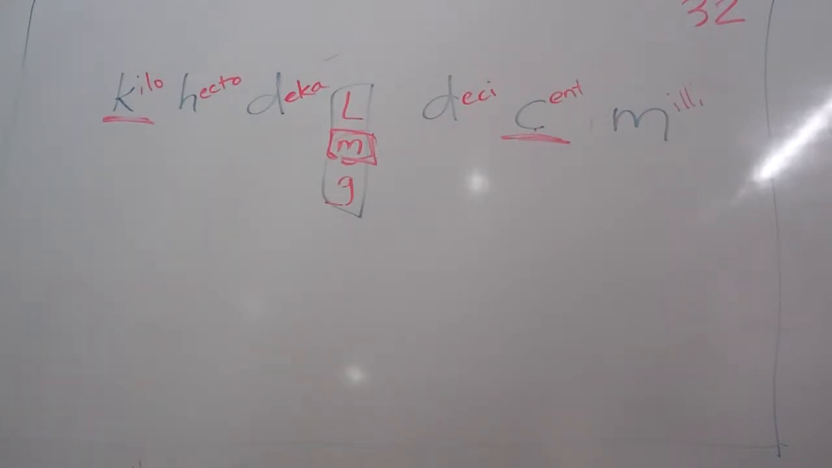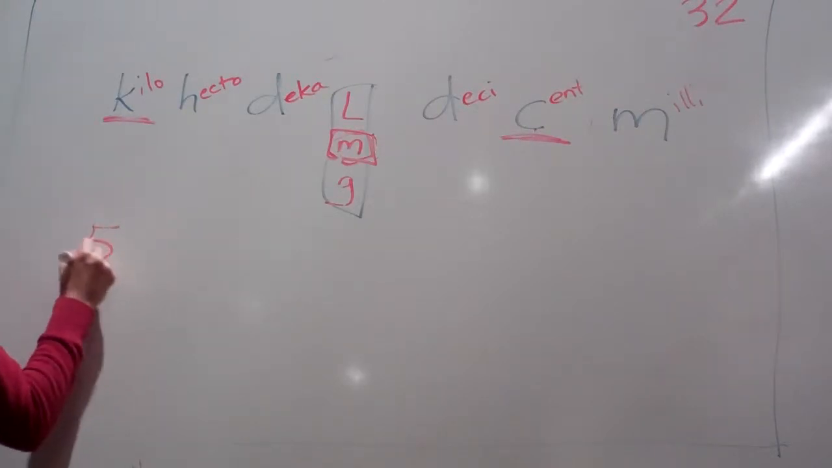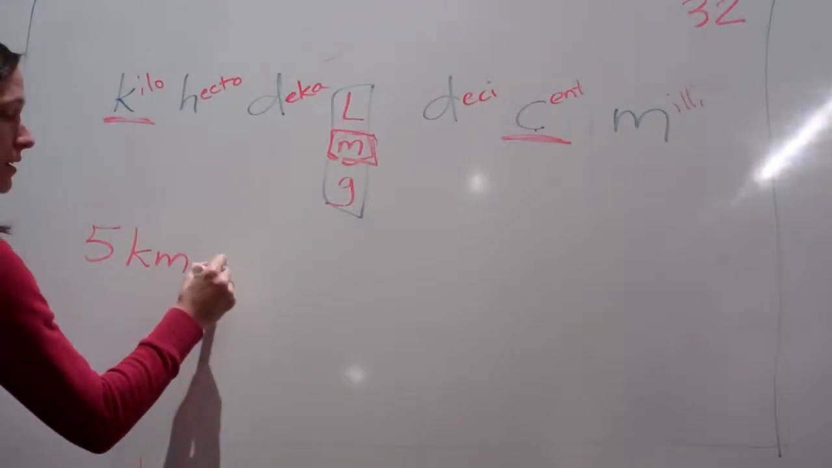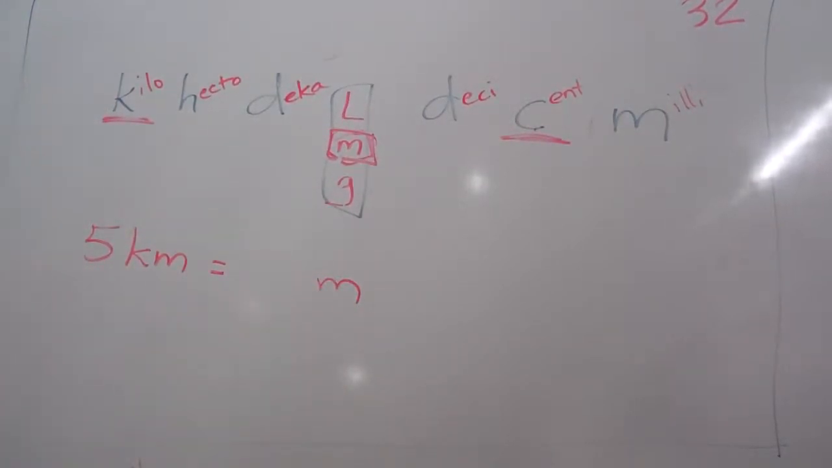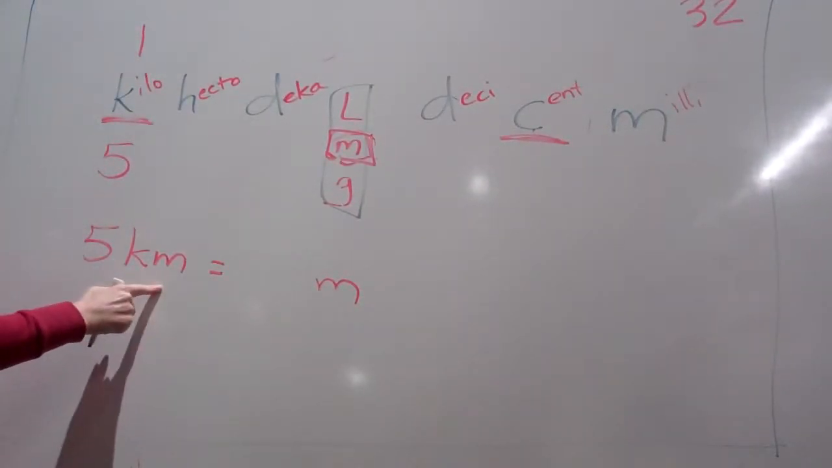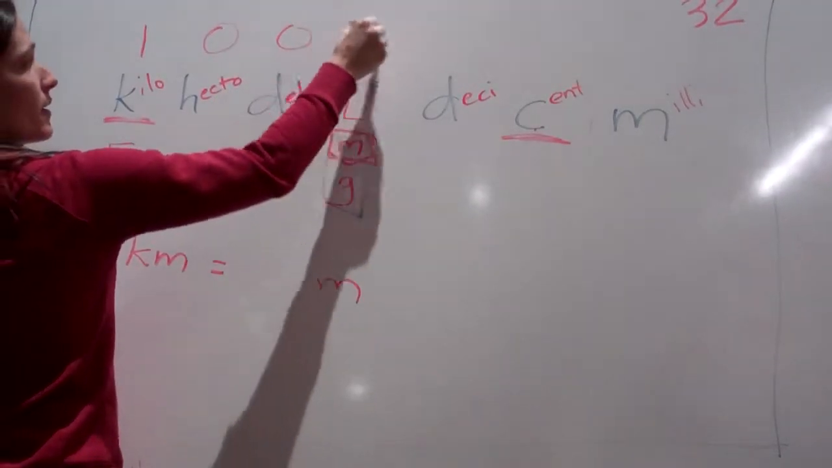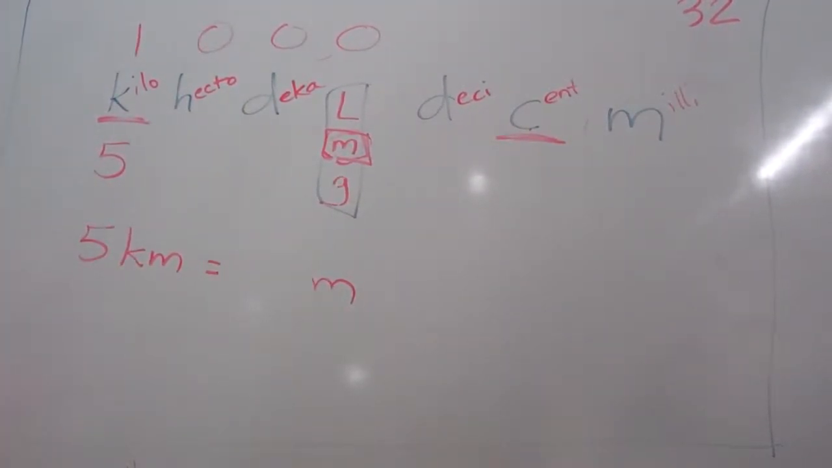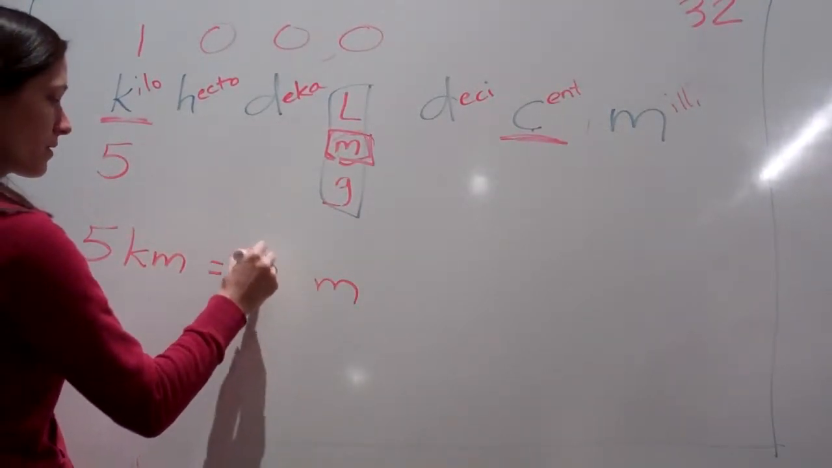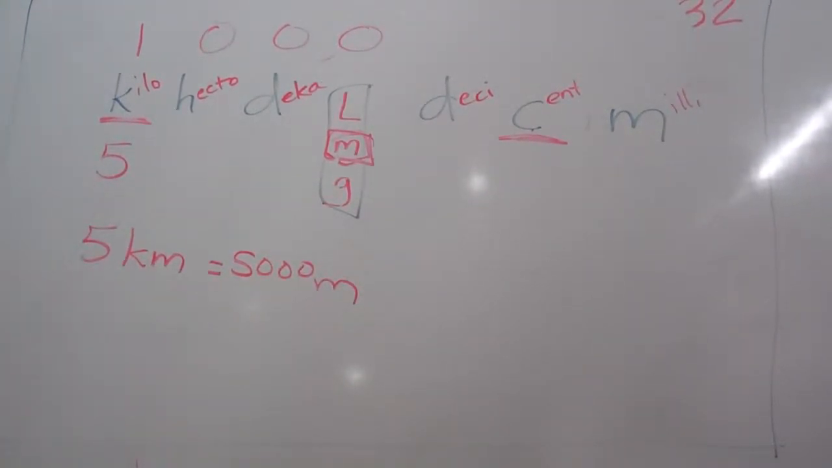The question number 1 says 5 kilometers is how many meters? Okay? 5,000. Yes, very good. So if I put a 5 or a 1 up here, I'm going to put a 5 down here. 1 kilometer is how many meters? 1,000. So 5 kilometers would be 5,000 meters. Very good.